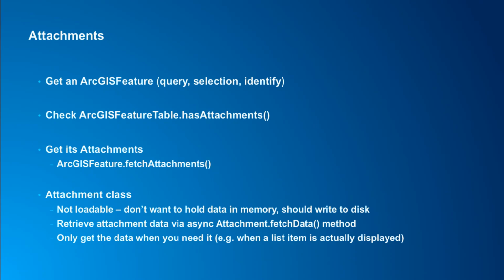As an example, if you're showing a list of features and a list of all their attachments in a list view in Android, you wouldn't populate the entire list view and get all of the attachments. You'd do it as that list item becomes visible. You'd then asynchronously load the attachment data at that point, so that you're only maintaining a small amount of attachment data in memory at any one point in time. So that's generally how you work with attachments.